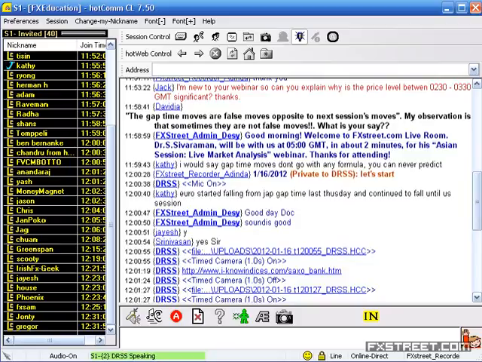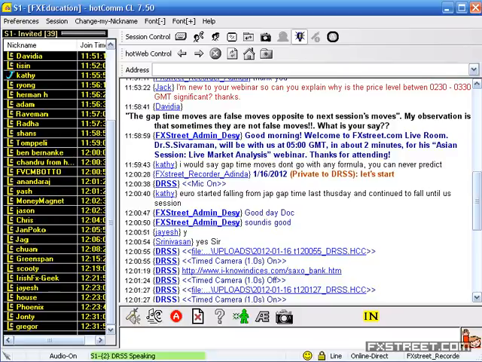Jack, I think I explained what you wanted, why we note down the initial lows and the highs. Then David has got it. The gap time moves are false moves. As I explained, the gap time moves during the first week and the last week may not be false moves. They may commence the move straight away from the gap time. But during the second and third week, mostly you will come across gap time moves as false moves.